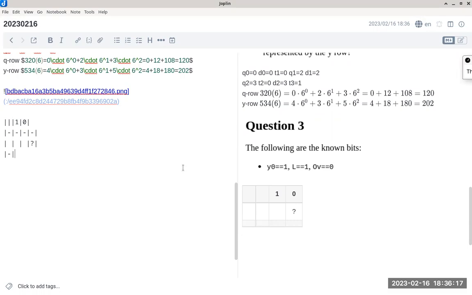This is a subtraction. This is Y0. It is known to be a 1. And then we have the Q's. None of the Q is known. And none of the T is known. So here we have a subtractor thing. And then we have the D's. None of the D's is known. All right. So that's kind of the template.